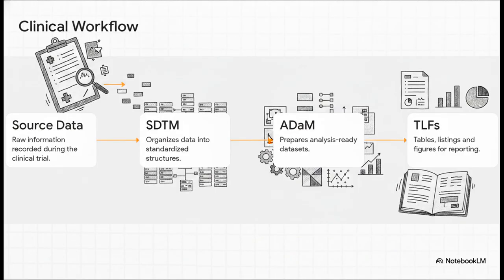To understand how this works, we need to look at the conceptual journey. It's a strict four-step path. We go from step 1, source data, into step 2, SDTM. Then it transforms into step 3, ADaM, and finally feeds into step 4, tables, listings, and figures. It's a very logical flow, so let's walk through it.